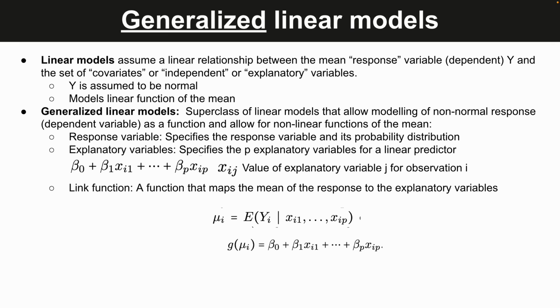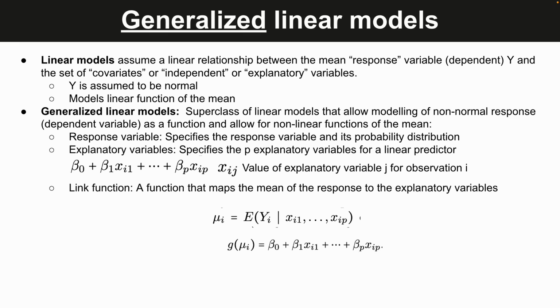Linear models assume a linear relationship between the response variable, which is your y, and your explanatory variable, which is x. Y is assumed to be normal, and we model the linear function of the mean. So when we fit this model in your LM function, essentially you're trying to understand how the mean of y is distributed as a function of x. And this is the line structure that we are trying to fit.